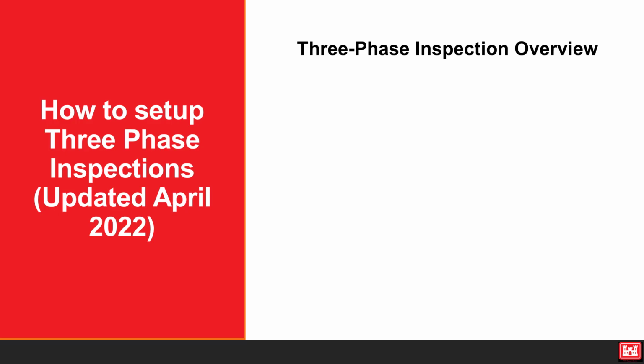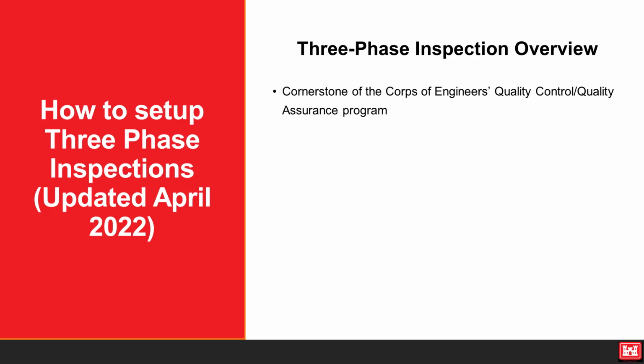Now let's get started. The three-phase inspections control concept is the cornerstone of the Corps of Engineers Quality Control Quality Assurance Program, the details and requirements of which are covered in the contract's quality control specification. The three-phase inspections are preparatory, initial, and follow-up.